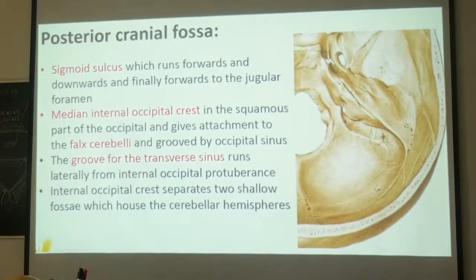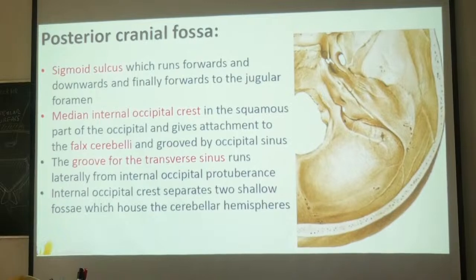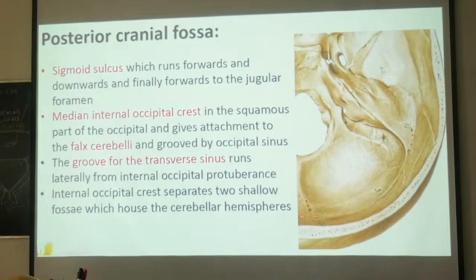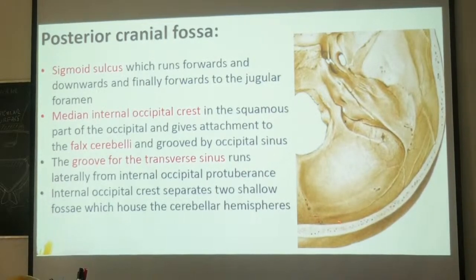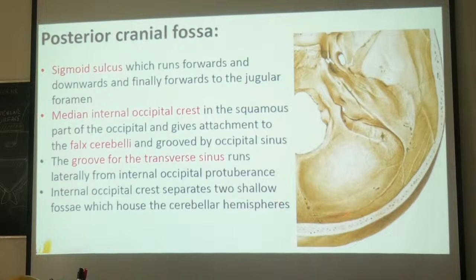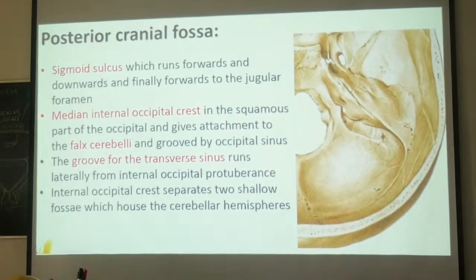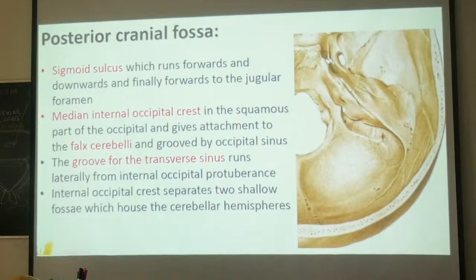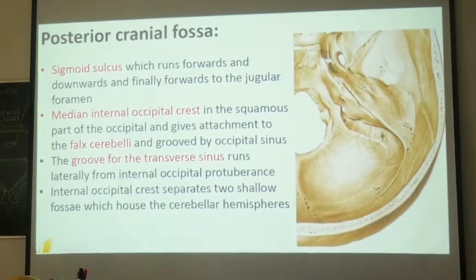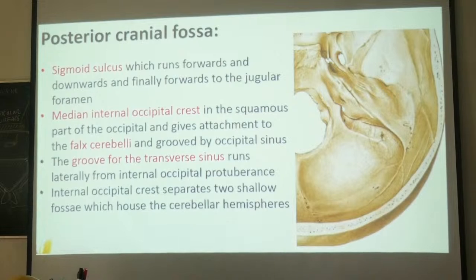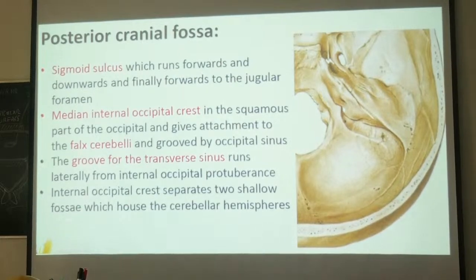for the transverse sinus runs laterally from the internal occipital protuberance. Here lies the internal occipital protuberance. From here it runs laterally. This groove is up to here. This groove is for the transverse sinus. It runs laterally from the internal occipital protuberance, and the internal occipital crest separates two shallow fossae which house the cerebellar hemispheres.